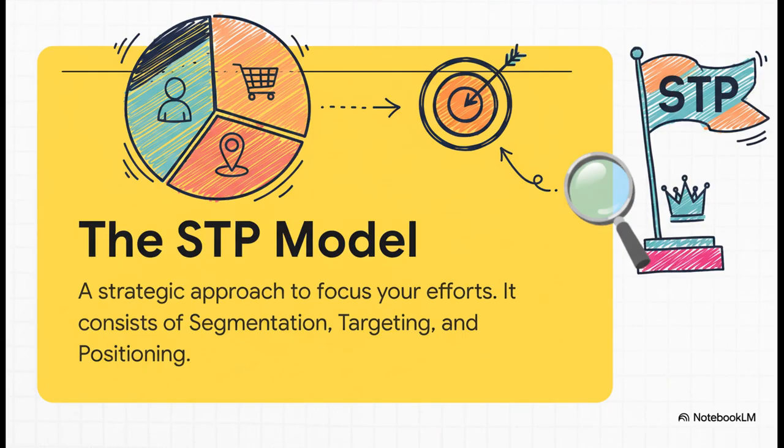So what's the solution? Well, thankfully, there's this time-tested framework, the STP model. It gives you this awesome audience-focused approach that breaks the whole process down into 3 really logical steps. It literally guides you from that huge, crowded, generic market to finding your specific, ideal customers.